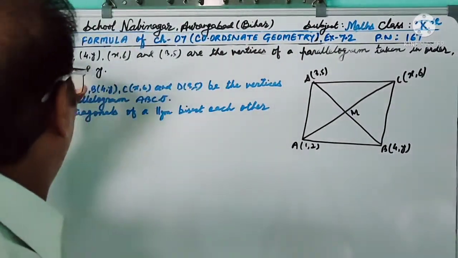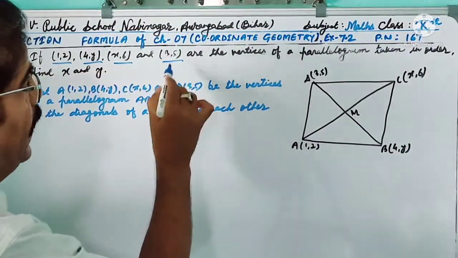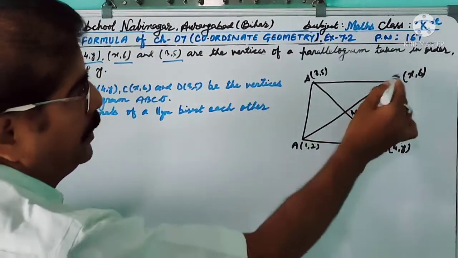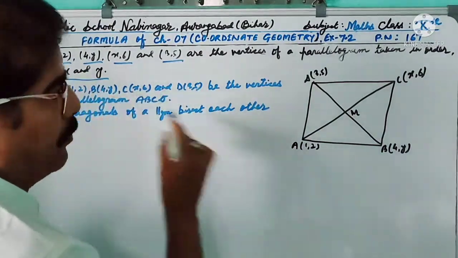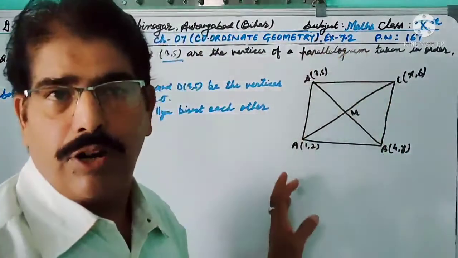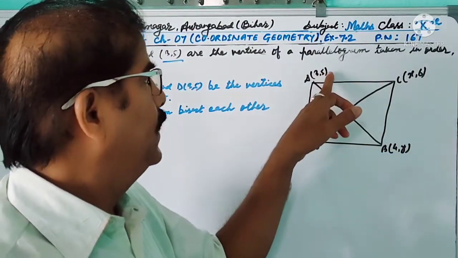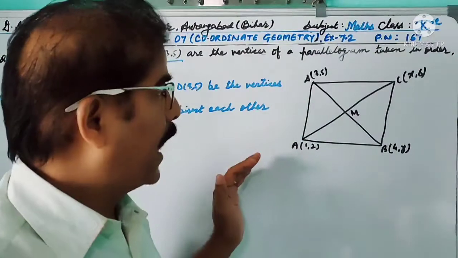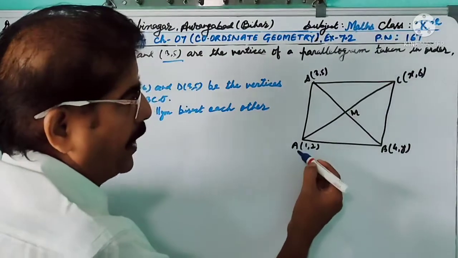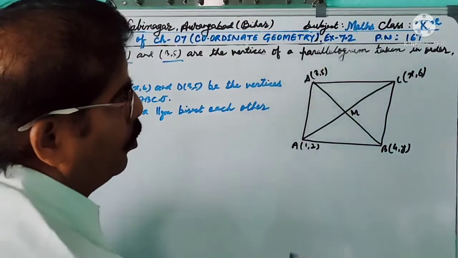question number 6. If (1, 2), (4, y), (x, 6) and (3, 5) are the vertices of a parallelogram taken in order A, B, C, D, find x and y. Dear students, ABCD is a parallelogram whose coordinates are (1, 2), (4, y), (x, 6) and (3, 5). We know that the diagonals of a parallelogram bisect each other. That means diagonals AC and BD intersect at point O.